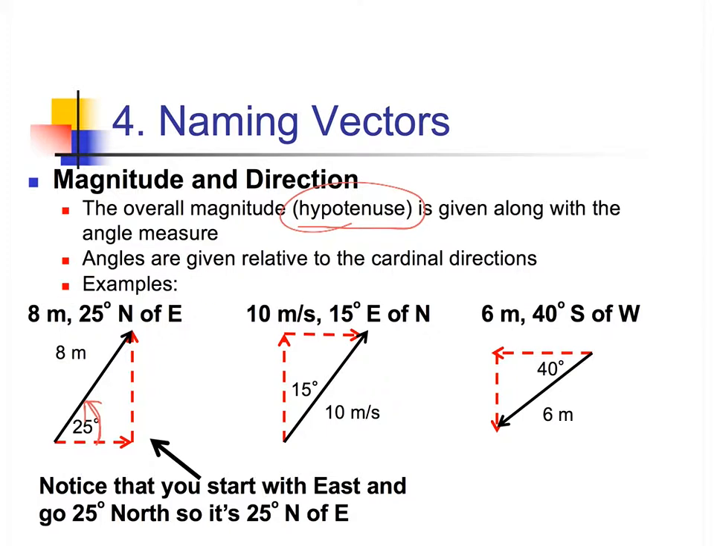All right, we have another example here, 10 meters per second. That's our magnitude, the hypotenuse, and the angle is 15 degrees east of north. So we're starting with the north direction here, and we're going 15 degrees east of that north direction. All right, and that ultimately gives us our heading. Okay, and lastly, we have 6 meters at an angle of 40 degrees south of west. So we're starting with our west direction, okay, and we're going 40 degrees south from that initial west direction. So 6 meters at an angle of 40 degrees south of west. So that's the other way we can name our vectors.